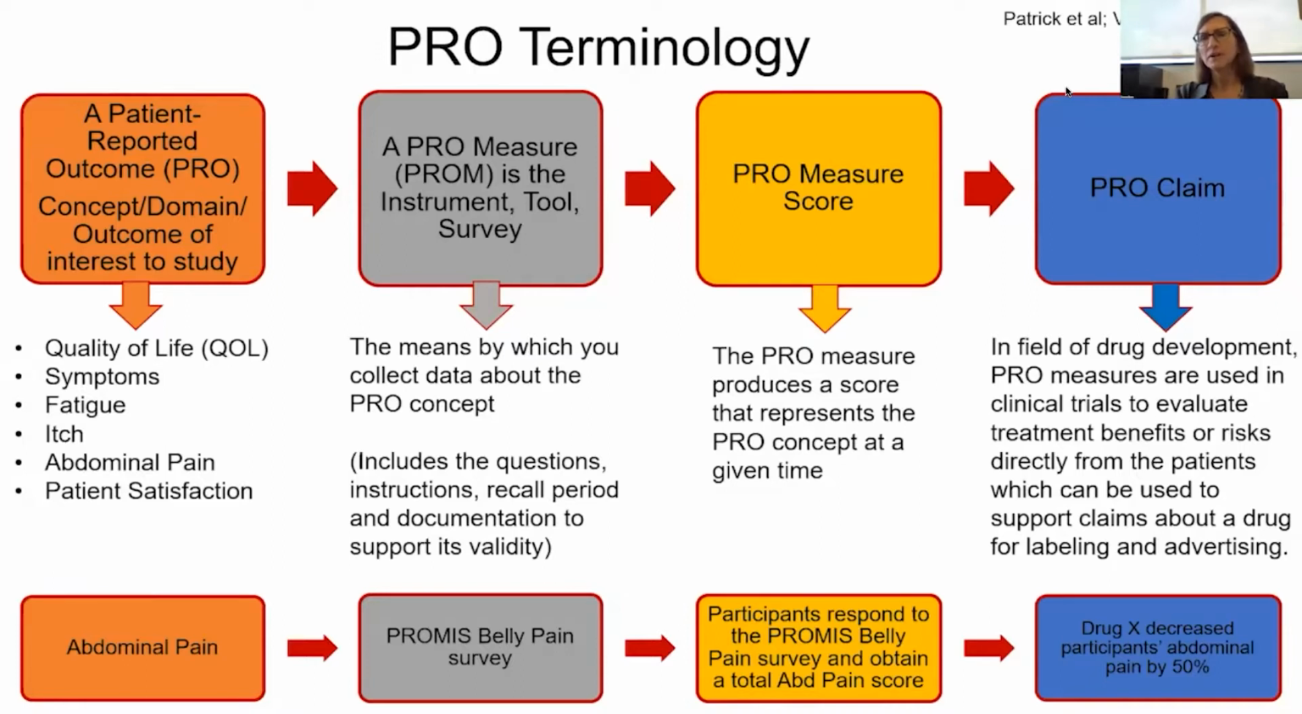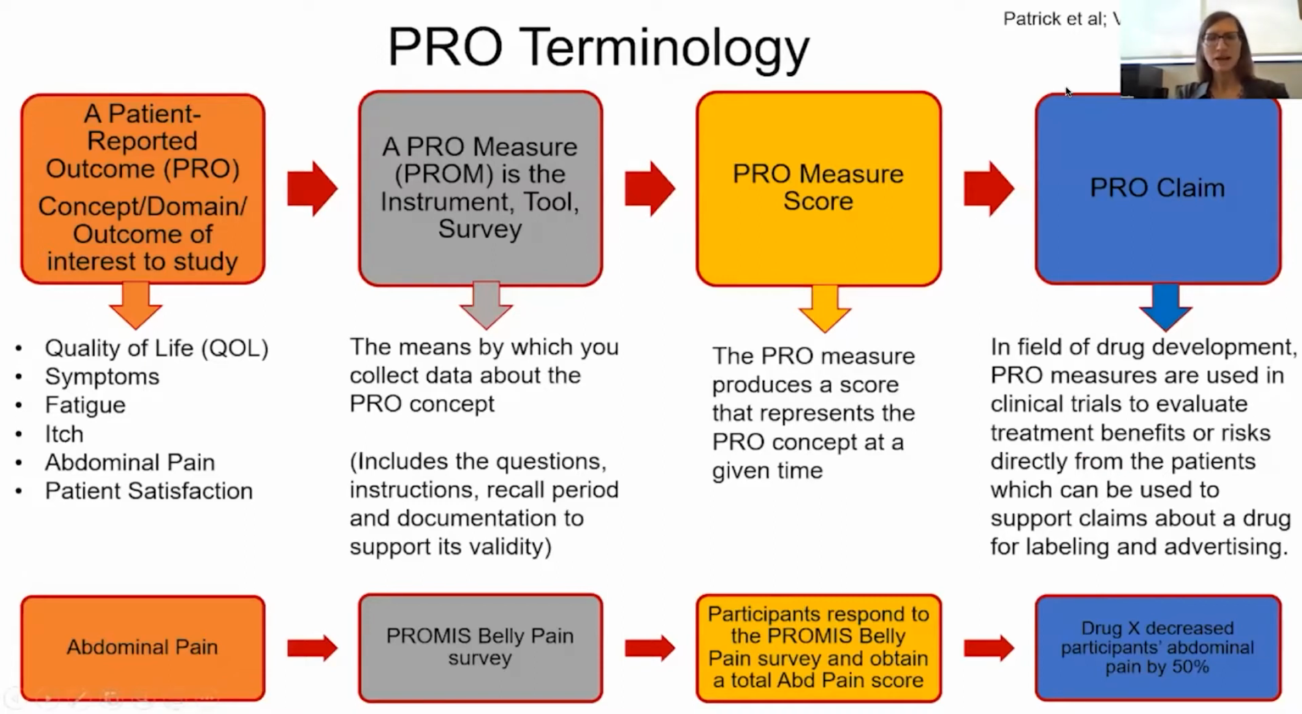And then a PRO claim, in the field of drug development, is when PRO measures are used in clinical trials to evaluate treatment benefits and risks directly from the patient's perspective, which can be used later to support drug labeling claims for advertising. And so I'll use abdominal pain as an example.